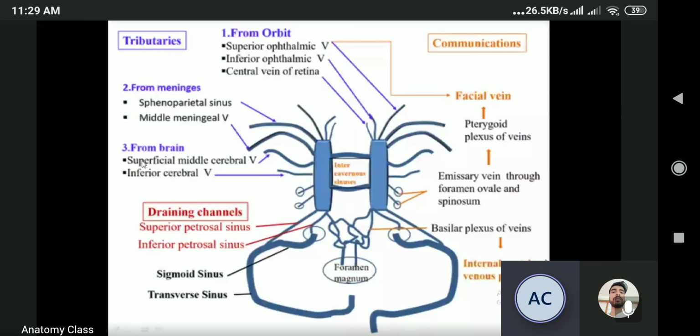Okay, these are in total seven tributaries, while the cavernous sinus drains into the transverse sinus through the superior petrosal sinus and into the internal jugular vein through the inferior petrosal sinus.